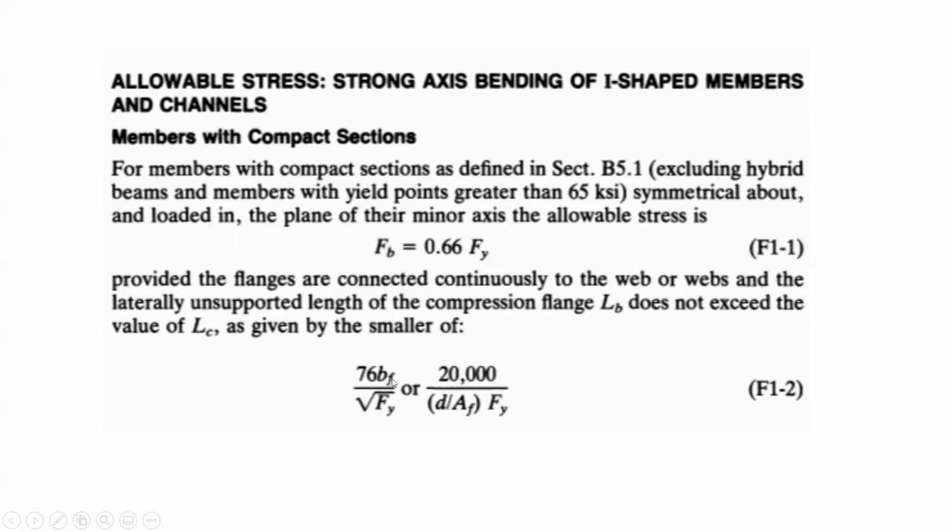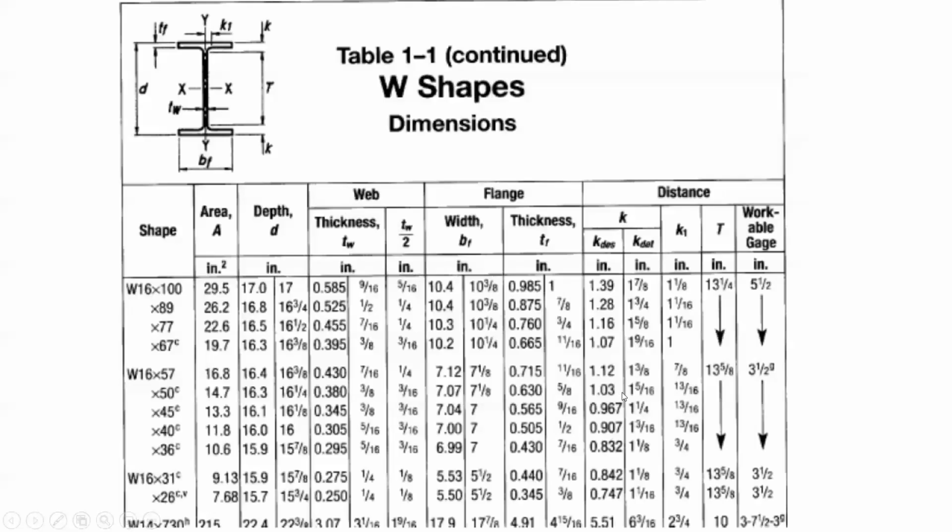76 bf over the square root of Fy or 20,000 over d over Af Fy. And then again, I placed this here so we have a copy of the W16. But for those not in this list, we could use those if available.